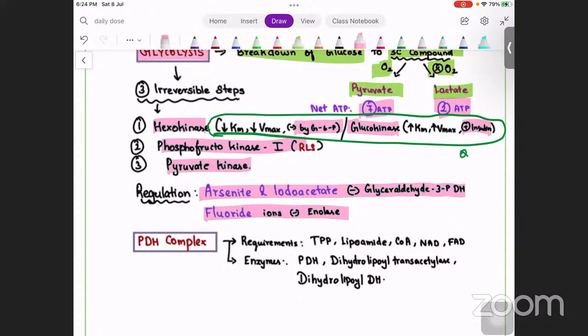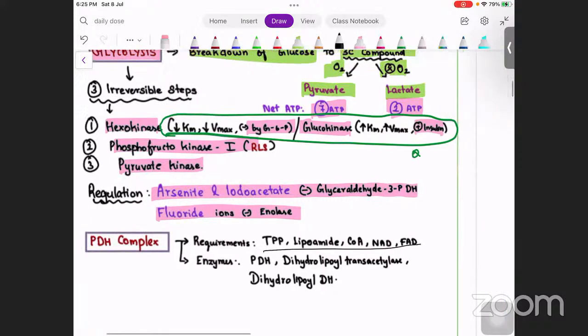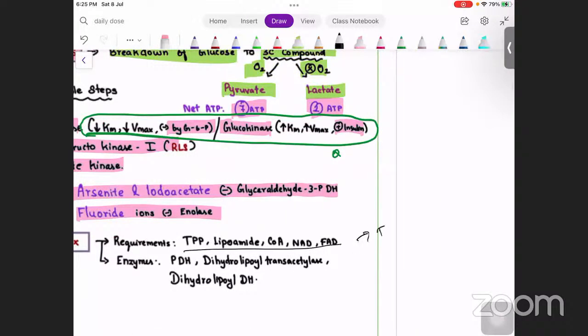What are the requirements of the PDH complex? We used to remember them with the mnemonic TLC for Nancy, or tender loving care for Nancy. Tender loving care for Nancy is the requirement for the PDH complex. T stands for thiamine pyrophosphate, L stands for lipoamide, C stands for coenzyme A, F stands for FAD, N stands for NAD.